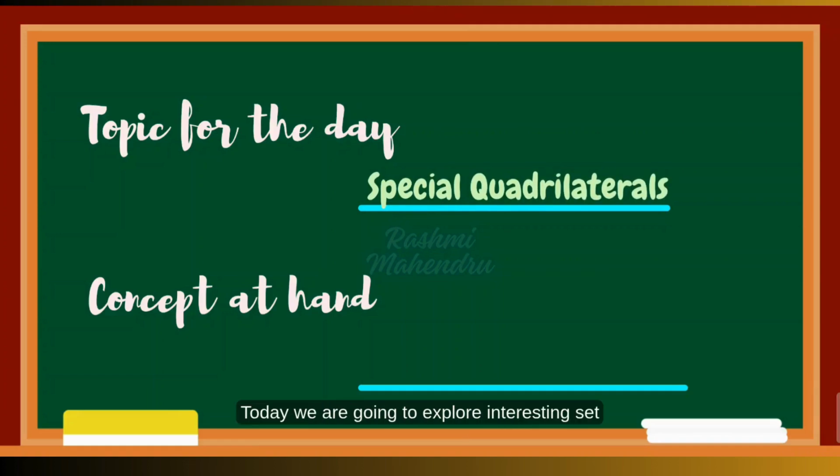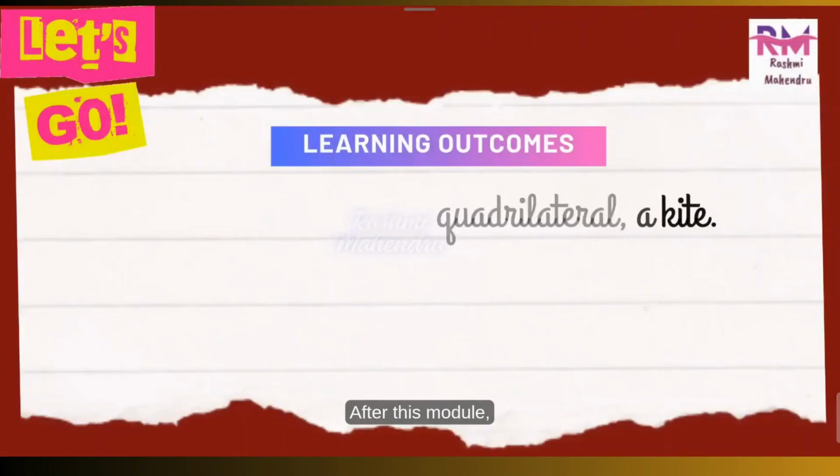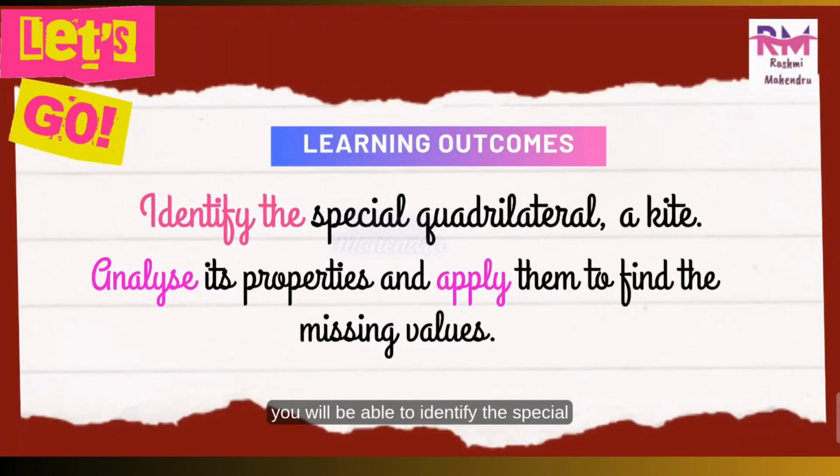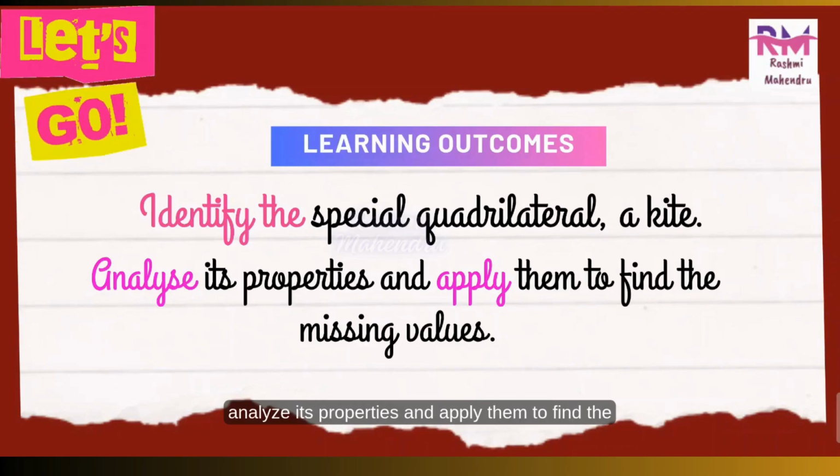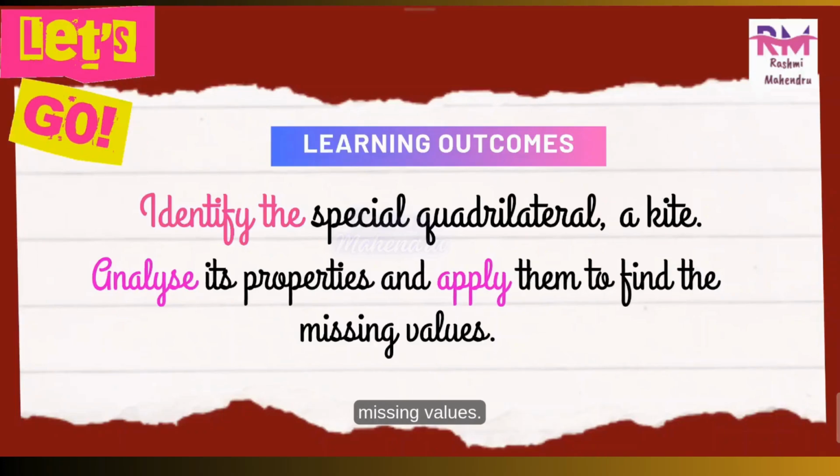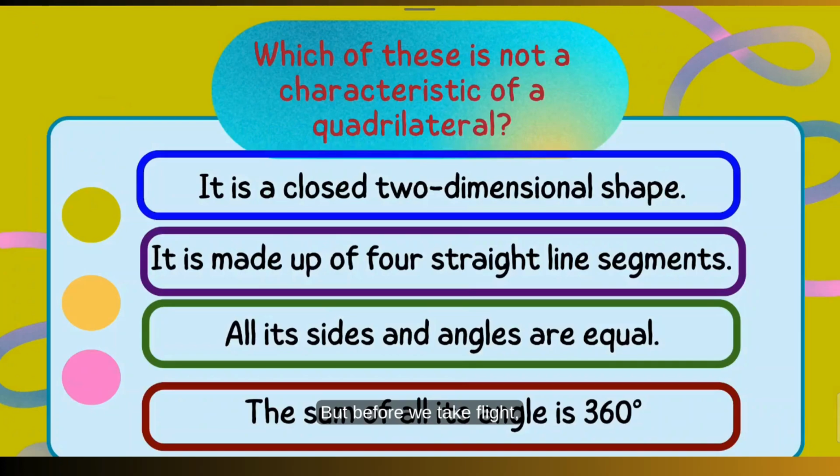Today we are going to explore an interesting set of quadrilaterals called kites. After this module, you will be able to identify the special quadrilateral, a kite, analyze its properties and apply them to find the missing values. But before we take flight, let us quickly answer a few questions.